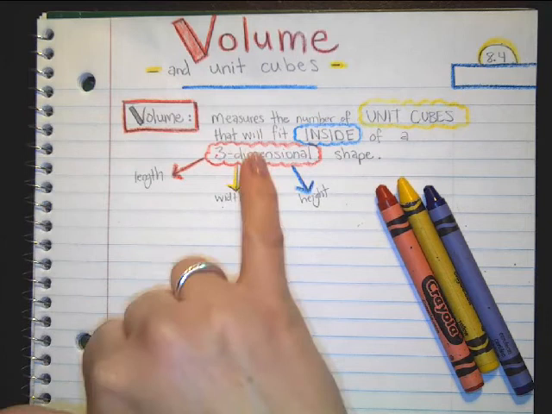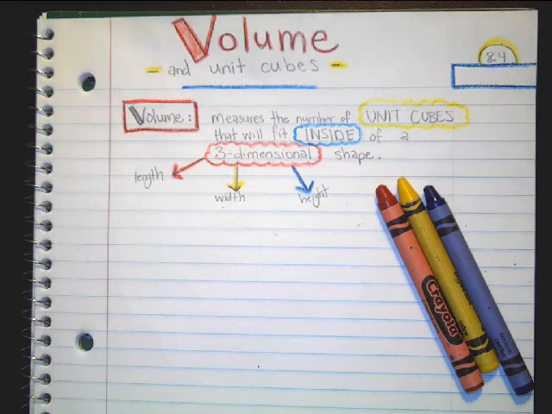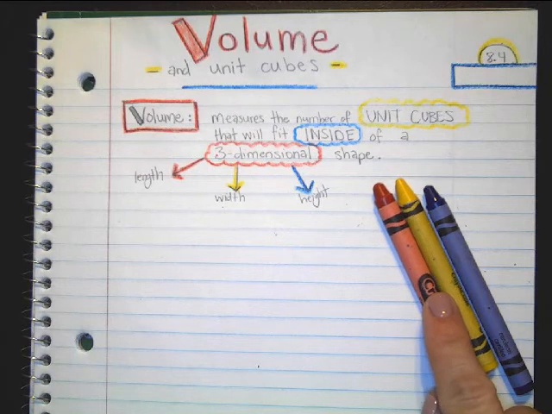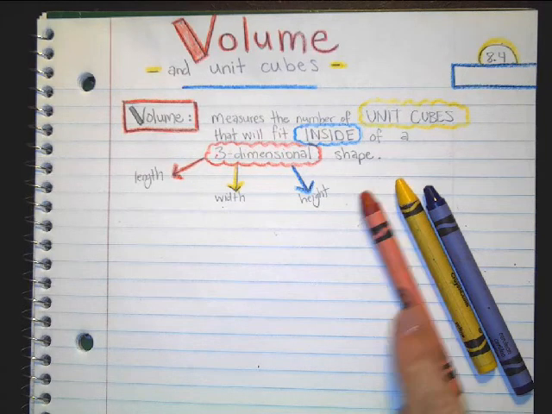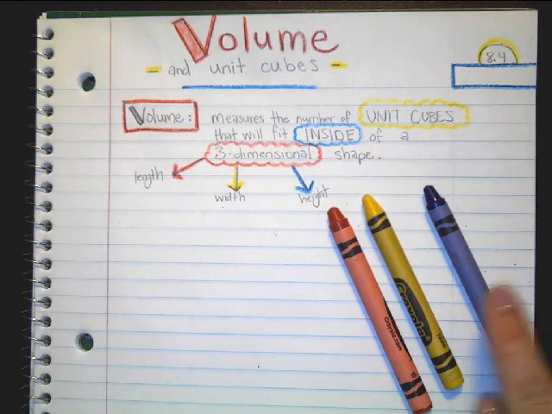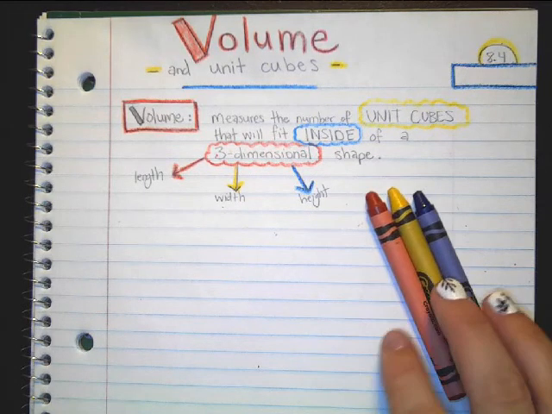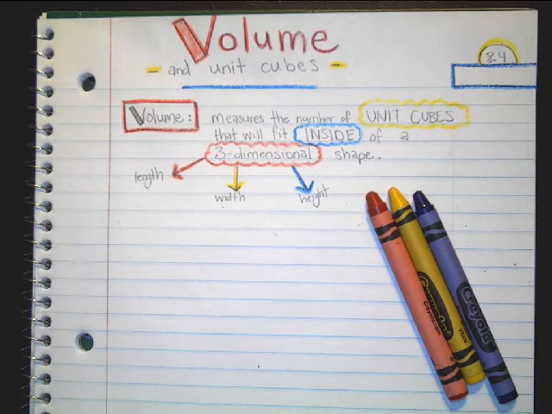means volume measures the number of unit cubes that will fit inside of a three-dimensional shape. Those three dimensions are length, width, and height. So after you get your journal to look like this, then you can push play back onto the video.